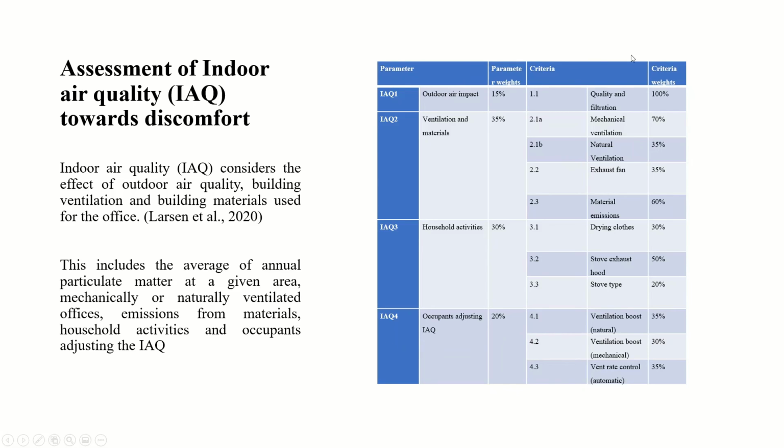This table shows the different types of IAQs mentioned, and the highest parameter weight is IAQ2, which is the ventilation and materials. It affects the mechanical ventilation, natural ventilation, and the exhaust fan, as well as the material emissions.